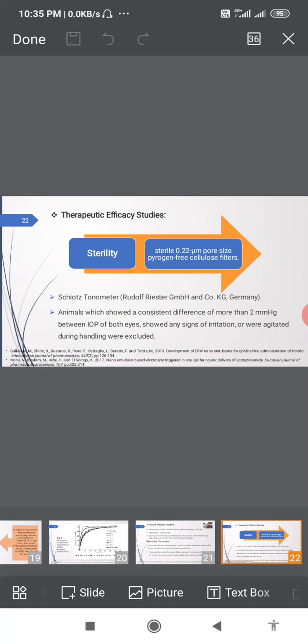Therapeutic efficacy studies. Before doing the therapeutic efficacy studies, formulations are sterilized by using 0.22 micrometer pore size pyrogen-free cellulose filters. And the reduction in intraocular pressure is measured by a Schiotz tonometer.